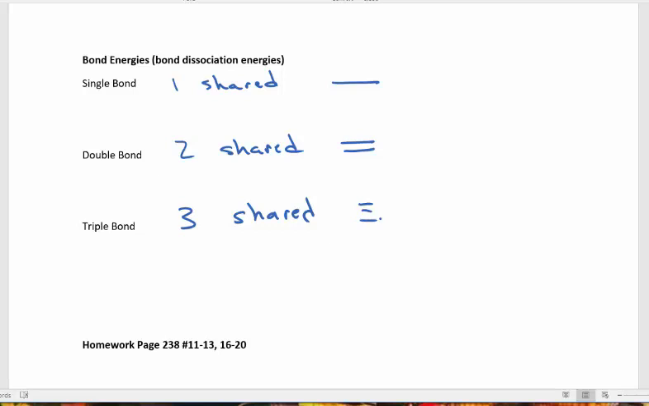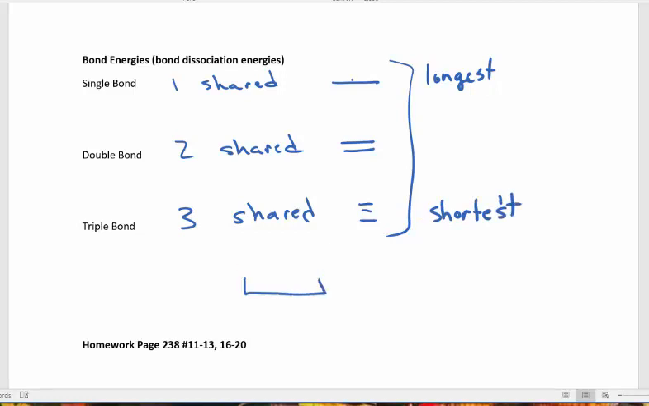Two things you want to know about single, double, and triple bonds. Single bonds are the longest. Triple bonds are the shortest. In other words, the distance between two atoms is the longest with a single and the shortest with a triple. A single bond is the weakest, and a triple bond is the strongest. And that should make sense. Three things bonding as opposed to one.